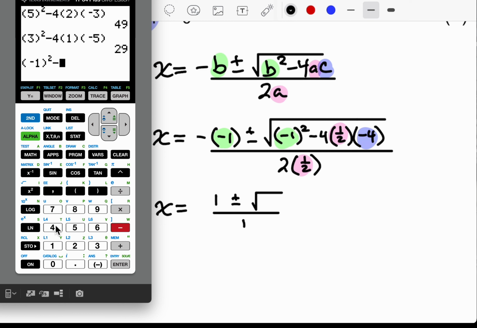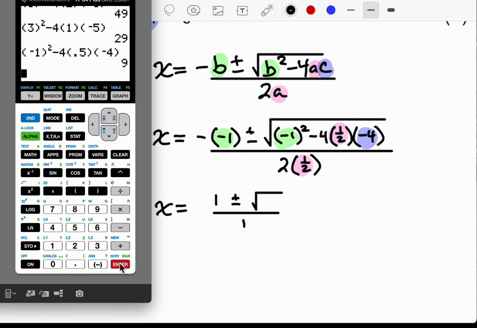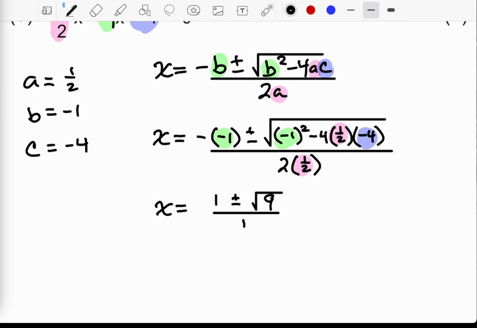Minus 4 times, I'm going to put, instead of a 1/2, I'm going to put a 0.5, just so I don't have to get the fraction tool involved. And now I get a 9. Of course it's rational. I wanted it irrational, but it is what it is. So it's still another type of problem, which is good. 1 plus or minus 9 over 1 is really the same as 1 plus or minus 3, because square root of 9 is 3.